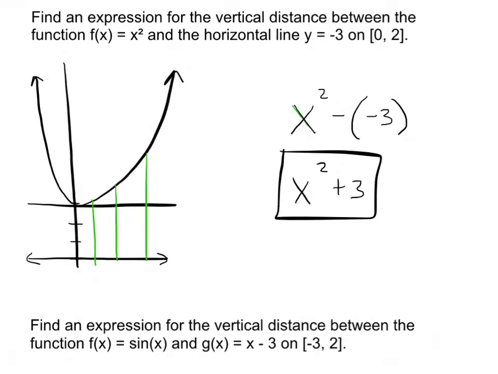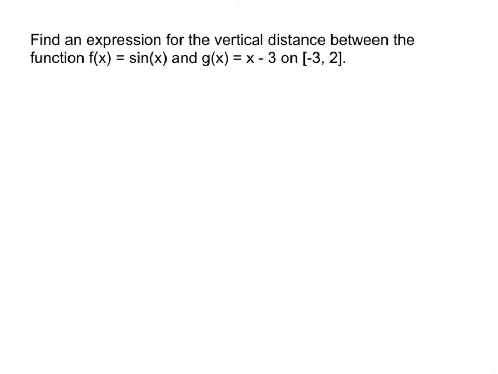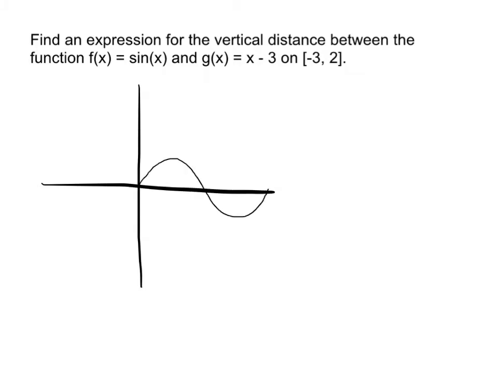Okay, let's go on and look at the last one. That disappeared, but it'll reappear. There we go. Find an expression for the vertical distance between f of x equals sine x and g of x equals x minus 3. So I'm making it slightly more interesting here. Sine x looks like this. And x minus 3 looks roughly like this. So we've got some sense of what this looks like. This diagram isn't perfectly to scale, but that's okay.